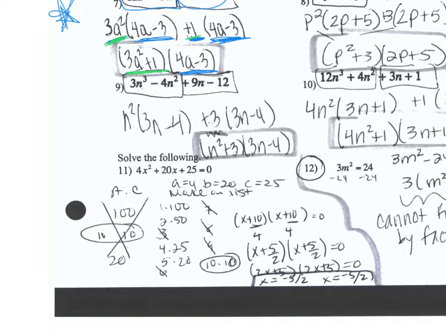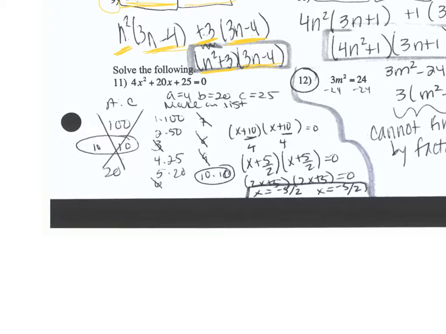Let's look at one more grouping. So let's look at number 9. So left pair, what can we take out? An n squared, so then 3n minus 4 is left. For the right pair, what can we take out? A 3, so 3n minus 4 is left. Whatever is in front, which is n squared and 3, goes in one set of parentheses, and then the value repeated is written in another parentheses set one time.